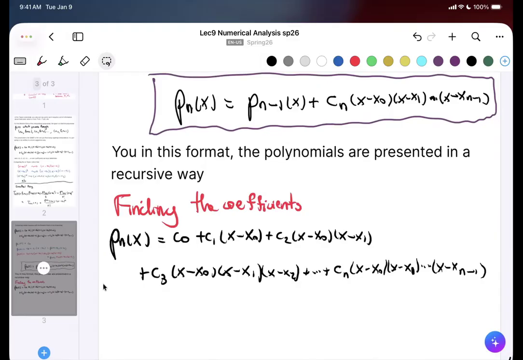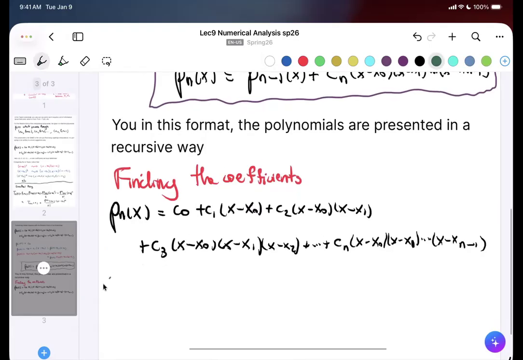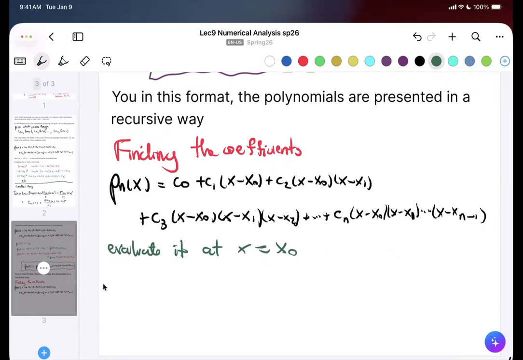You will get a bunch of zeros. The only one that survives is C0. So you evaluate this equation at x equals x0, and you just get that Pn of x0 would be C0, right? Okay, let's just see if everyone is okay with that. So far, so good. Is that making sense?